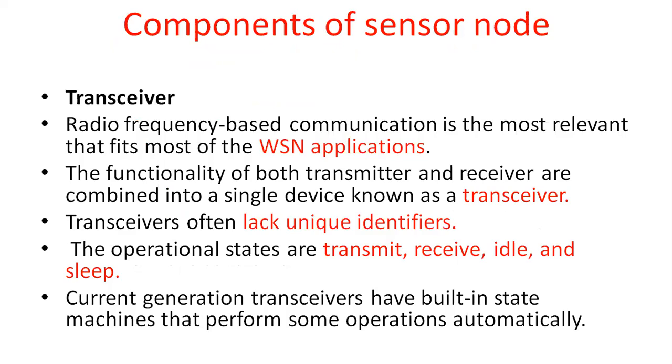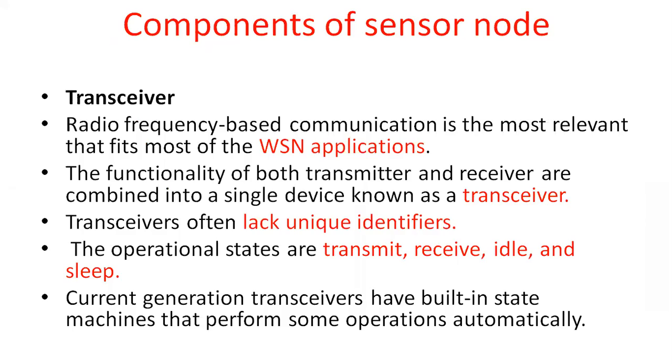For the transceiver, radio frequency based communication is the most relevant and fits most wireless sensor applications. The functionality of both the transmitter and receiver are combined into a single device called a transceiver. That means all the functionalities are combined in a single device: it will receive the data and transmit the data using only one device.